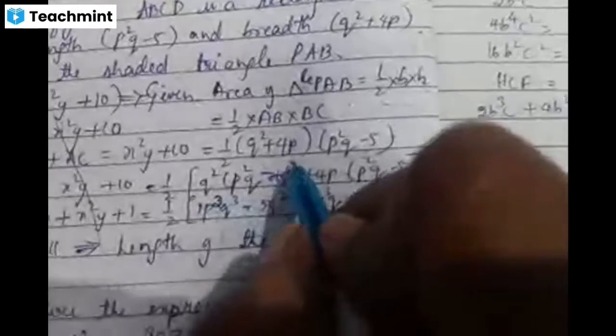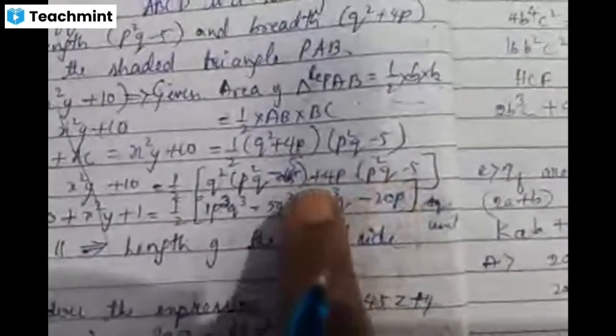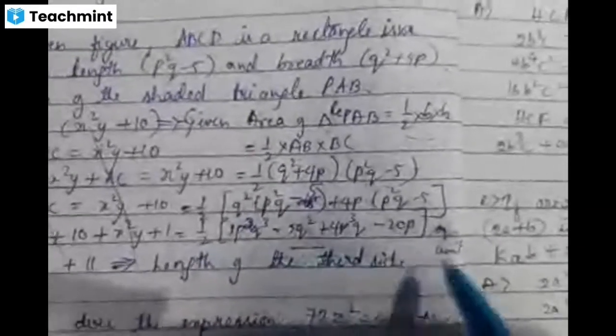So here what we do: Q square times P square Q, which is P square Q cube, minus, as it is, 5. This is 5 Q square, plus 4P into P square Q, which will be 4P cube Q, plus into minus is minus, 4 fives are 20, P as it is. Therefore this half into the algebraic expression is the area of the shaded triangle PAB. Children, next is question number B.